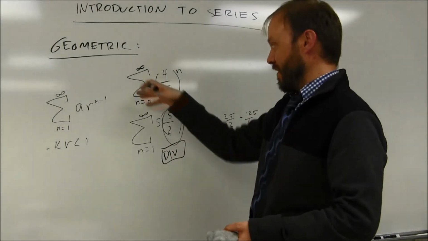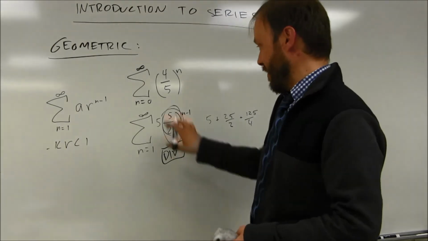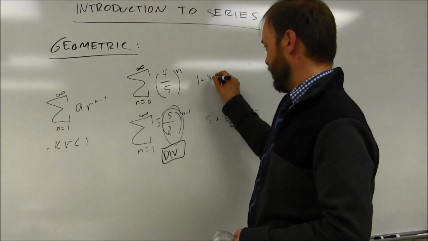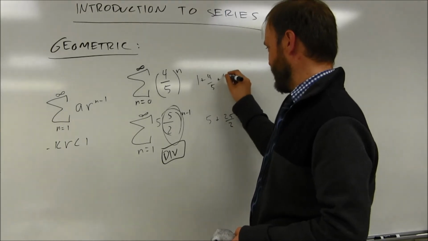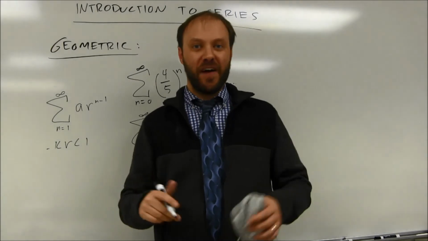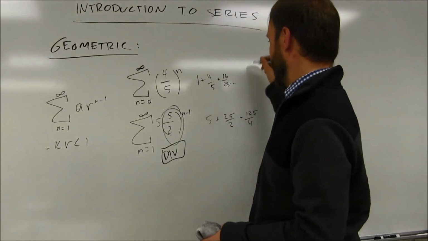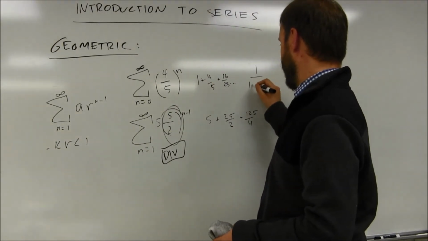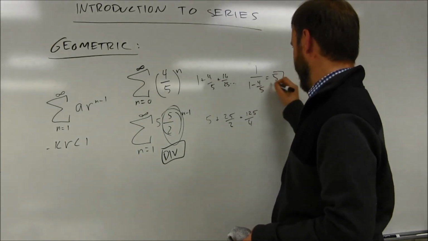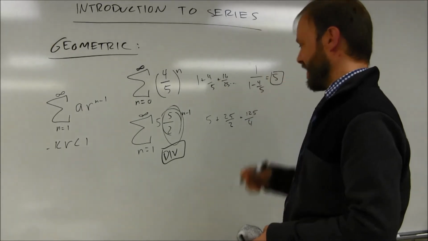By the way, this one would be convergent if you were finding the sum. This one would actually start out at 1, and then it would go to 4/5, and then 16/25ths, and so on. If you were asked to find the sum, you'd be taking the first term divided by 1 minus the common ratio, and I think that's going to work out to be 5, right? Because it's going to be 1 divided by 1/5.